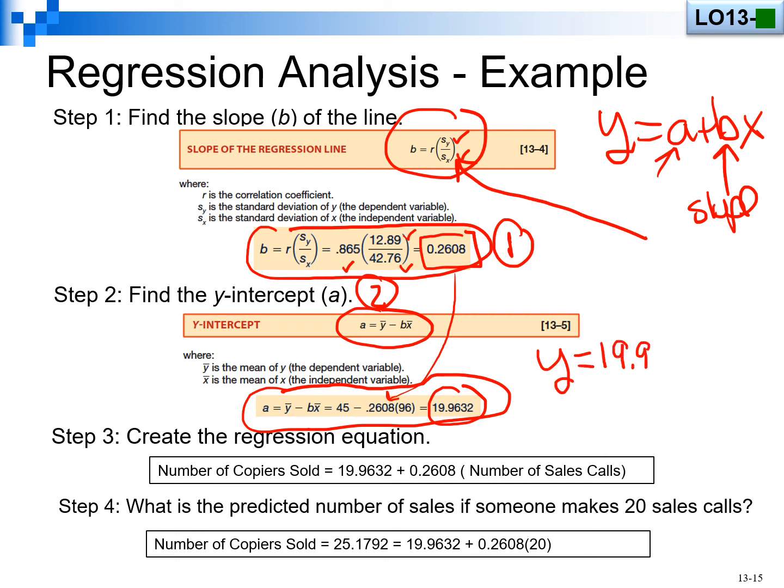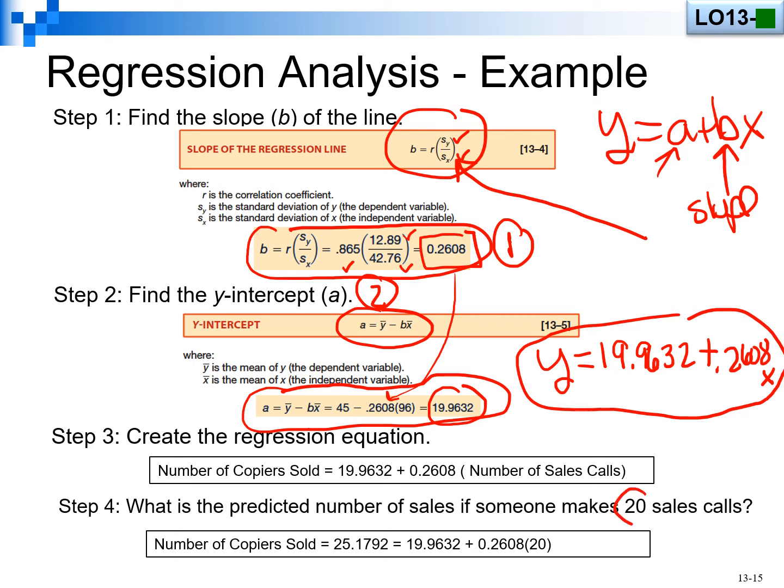So then I like to go ahead and write the equation one more time: y equals 19.9632 plus your slope, which is 0.2608, times x. So this equation can now be used for predictions. If we're trying to predict how many copiers were sold for 20 sales calls, you'd simply plug 20 in for x and solve for y, and that's what they do right here. And so in this case, they get about 25.